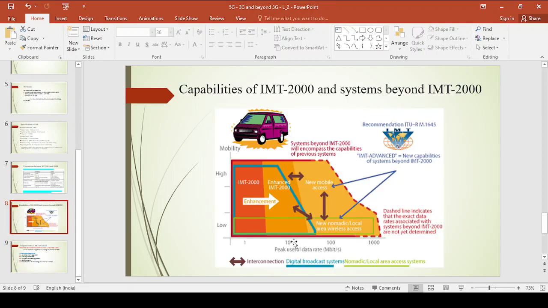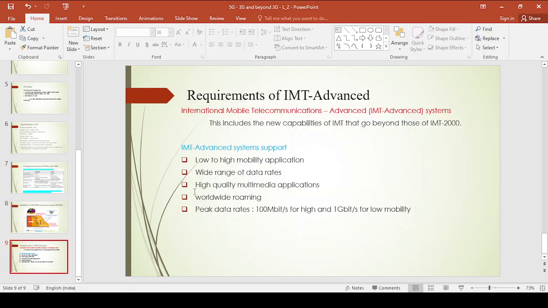If you see this slide, a few Mbps to high Mbps, wide range of data rate, that is one more requirement of IMT Advanced. Next, high quality multimedia applications, right? This is one more requirement of 4G system. And next we have worldwide roaming. Worldwide roaming is one more requirement of IMT Advanced. Now next requirement is peak data rates, that is 100 megabits per second for high mobility and 1 gigabits per second for low mobility, right? These were the peak data rate requirements for 4G system.